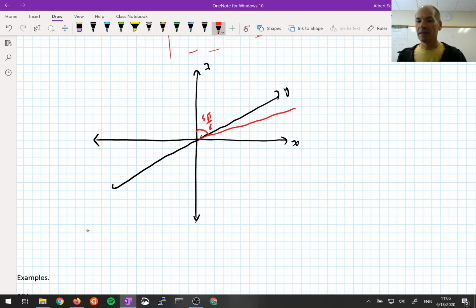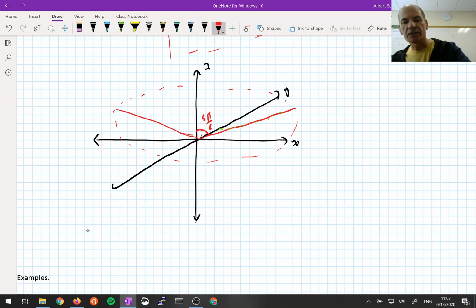But theta can be anything, and rho can be anything. So I can have points all along here, and they're all going to have that same phi angle. And furthermore, I can go around and through this opposite angle, and all of those points are going to have their phi angles being 5 pi over 6. So what I'm really getting here is a cone. A cone that's opening up along the z-axis, and it's pretty wide.